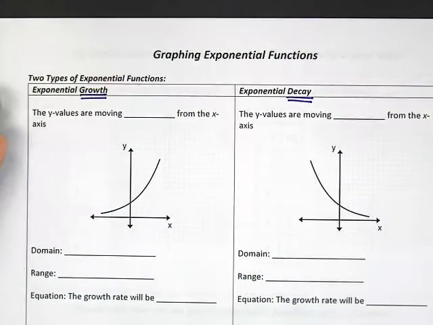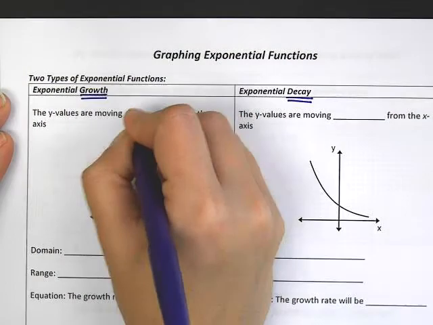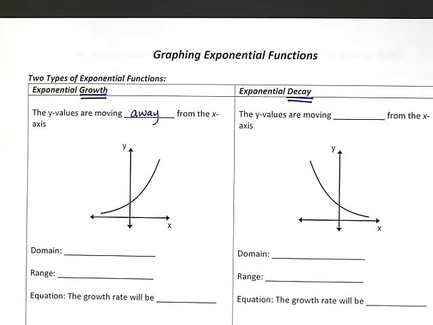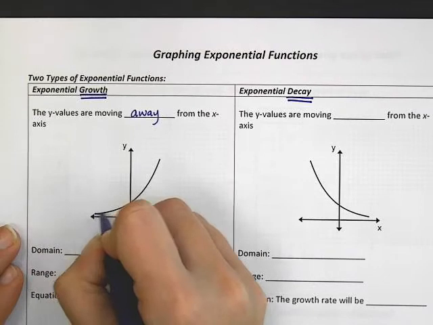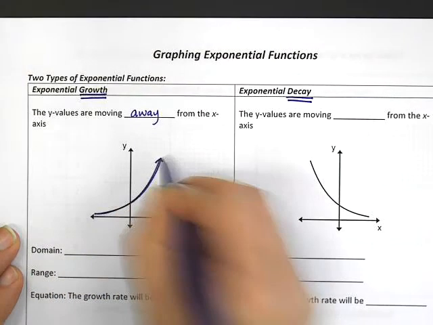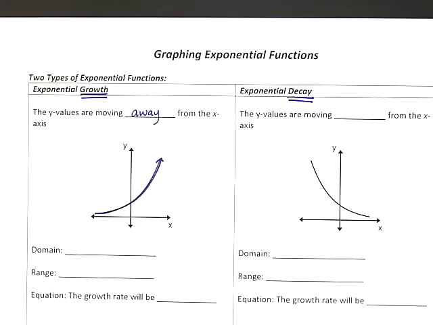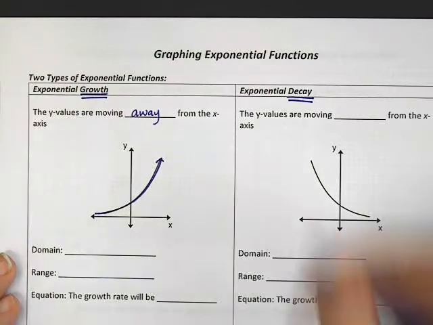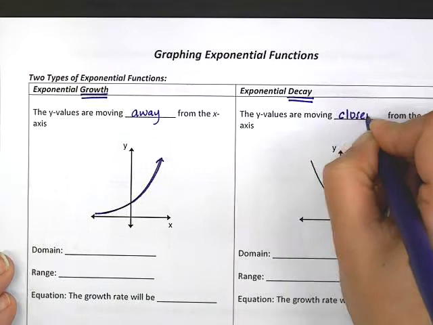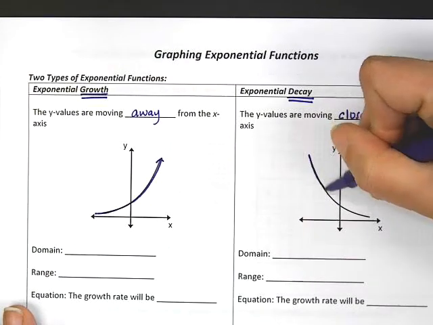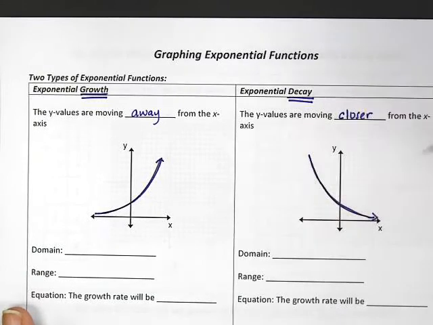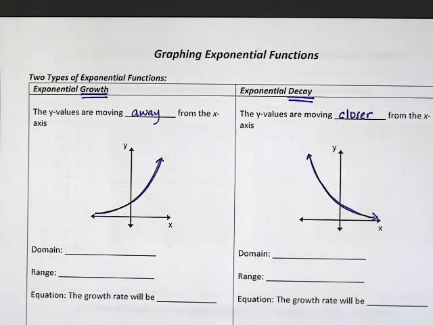When the y values of the function are moving farther away from the x-axis, we call this exponential growth. So if we read this graph from the left side to the right side, you can see that the graph is getting farther away from the x-axis. If we have a graph where the y values are moving closer to the x-axis, so if we read this graph from left to right, you can see we're getting closer to the x-axis, then we're going to call that exponential decay.